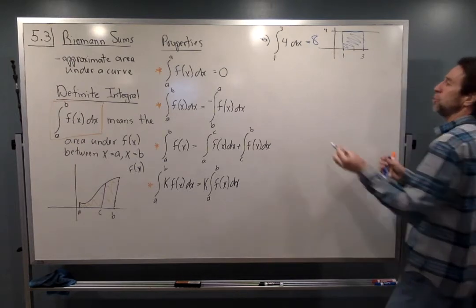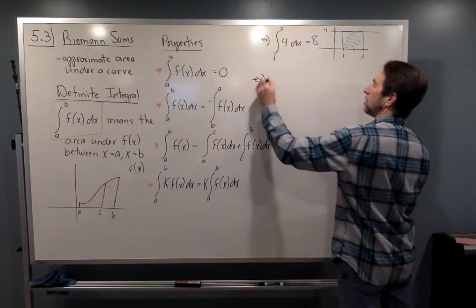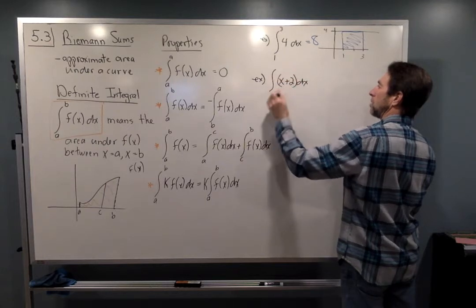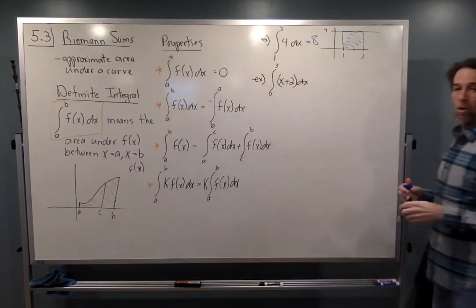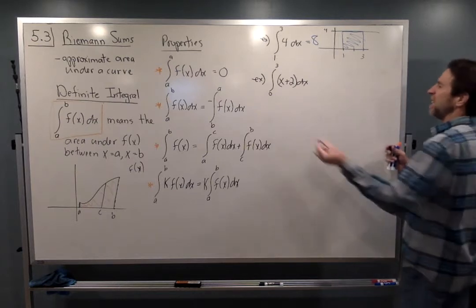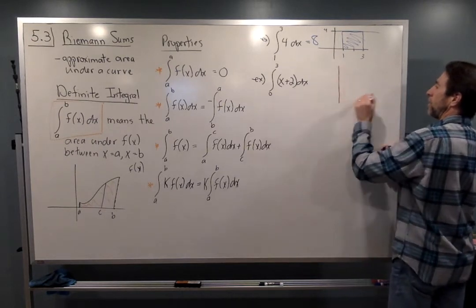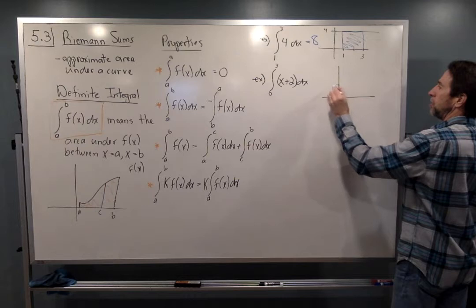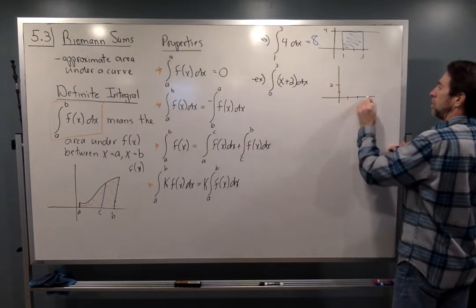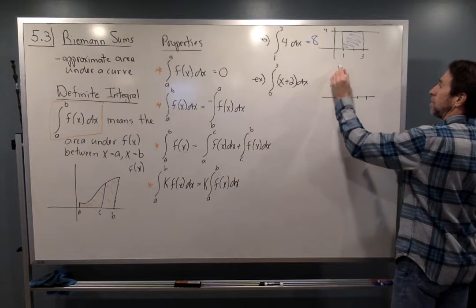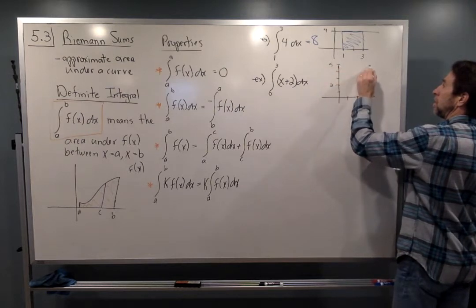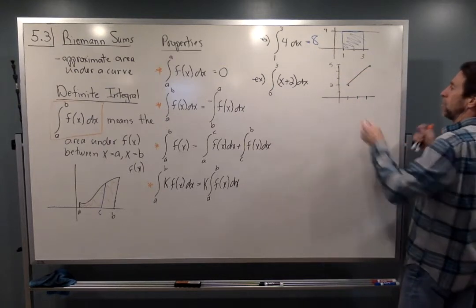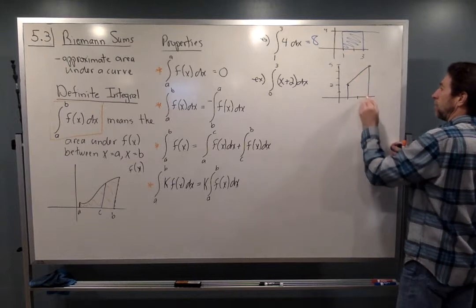What about x plus 2 from 0 to 3? If we are asked to evaluate this function, same idea. Let's go ahead and get a picture. X plus 2 from 0 to 3 would be here at 2. At 3, it's going to be up here at 5. So the value of that integral is basically going to be the area of this figure.